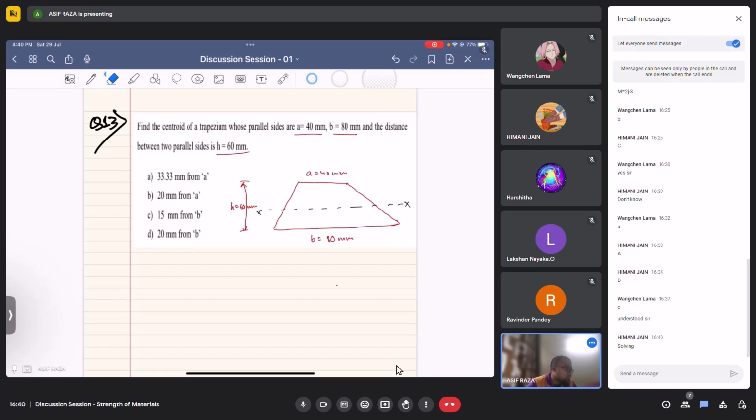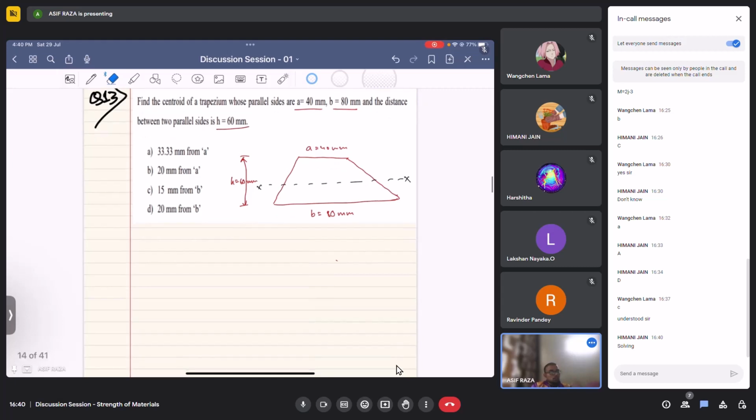Okay, you're solving, Himani is saying. Without solving it, you can just try to say how you would proceed, because nonetheless I will solve it for you all, but I want to see if you guys know or not. A hint I can give is you can consider it as different sections.